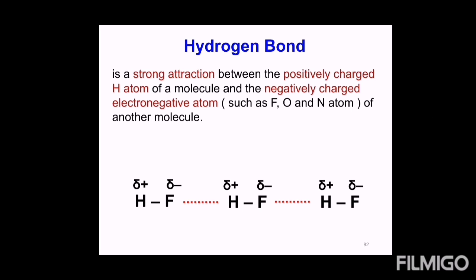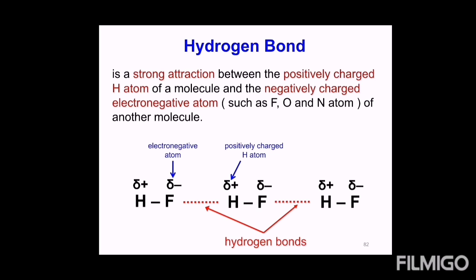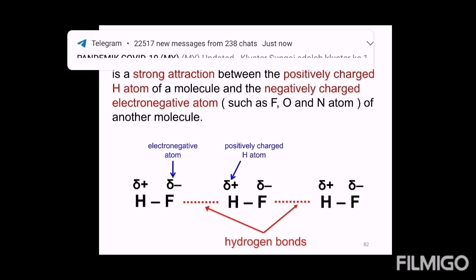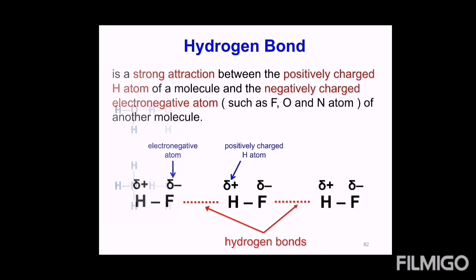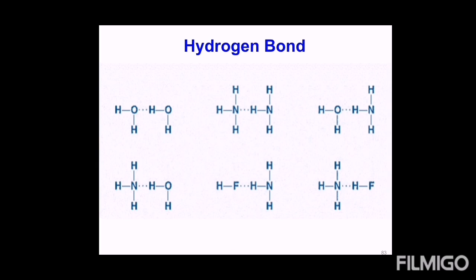So the positively charged hydrogen and the electronegative atom, that one is the hydrogen bond. HF towards other HF has hydrogen bond, but HCl towards other HCl has no hydrogen bond formed, only dipole forces. Please do remember, right? Alright, and then we go further.